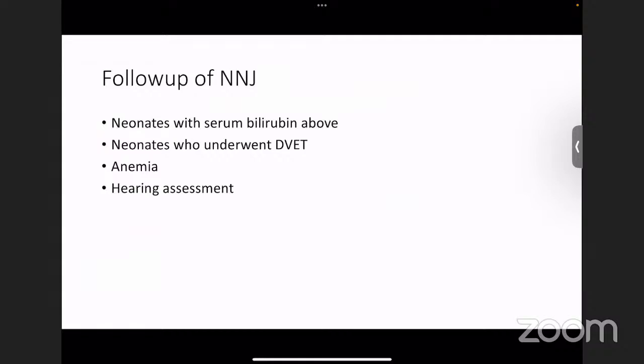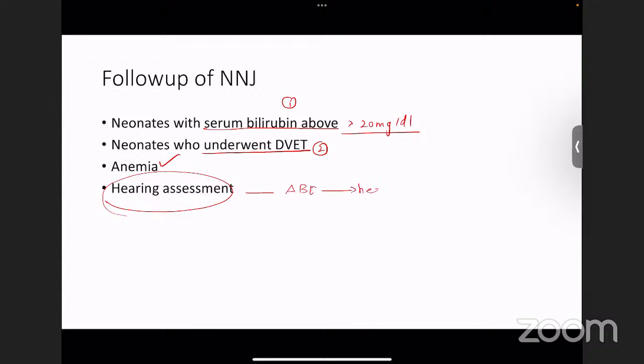Follow-up of neonatal jaundice: a neonate with serum bilirubin about 20 mg per deciliter at any point must be followed up regularly, and those who have undergone double volume exchange transfusion. These two cases must be followed up regularly at every immunization visit, and you have to rule out anemia because they are more prone to anemia, which you have to treat with transfusion if needed, and do a hearing assessment because ABE may cause hearing impairment. For this, we should do BERA.